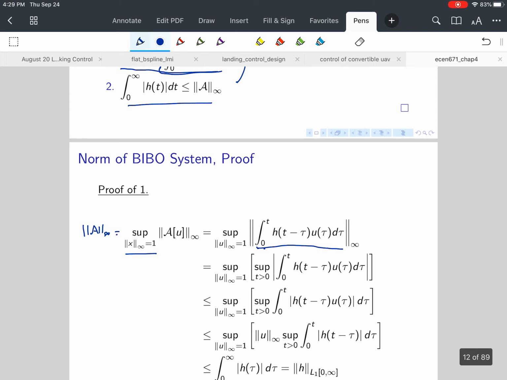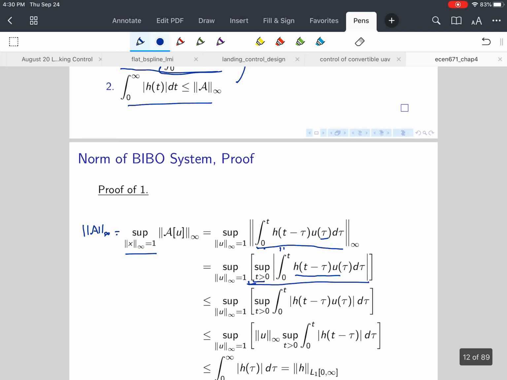All right, so now we're going to start playing games. We've got an infinity norm on the outside, and what the infinity norm means is that it's the largest value over all t, the largest absolute value. So by definition, this is equal to the supremum over all t greater than or equal to 0, of the absolute value of the integral from 0 to t of h of t minus tau, u of tau.